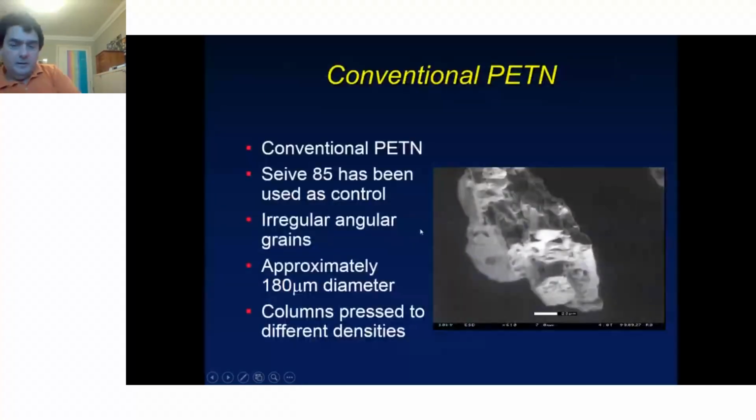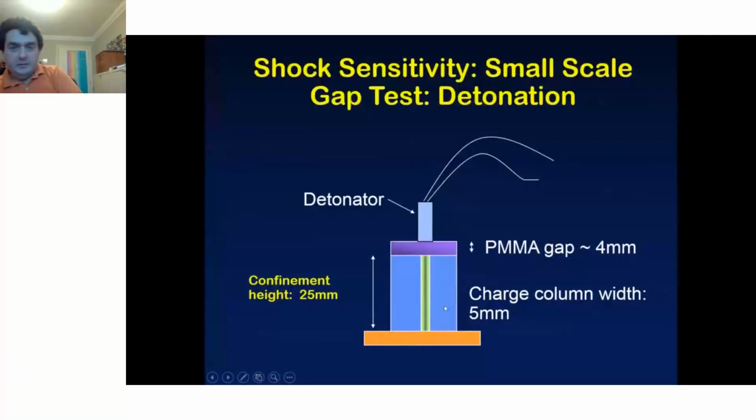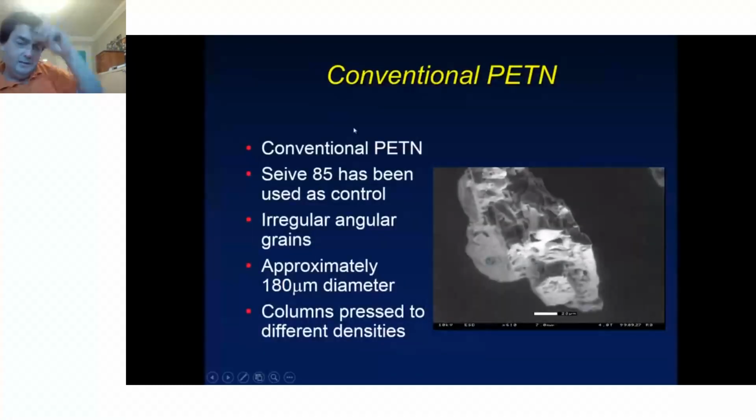What we have is the detonator goes off. We have a streak camera looking down this axis, and we follow what happens below that gap. So working with the conventional PETN, in this case, the grain size of the material is about 180 microns in diameter. We can make columns of these, and we can test them for sensitivity to shock pressure from the detonator in the gap test.